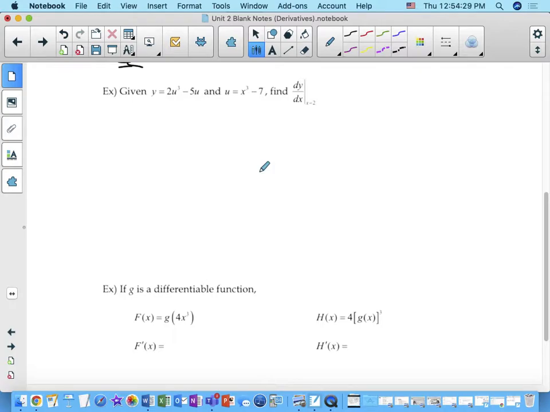What do you think? Yeah. Could we substitute the u into the y function? Substitute x cubed minus 7 into here. Yep, we could. So y would be 2 times x cubed minus 7, cubed, minus 5 times x cubed minus 7. Okay, we could do that. And then what?